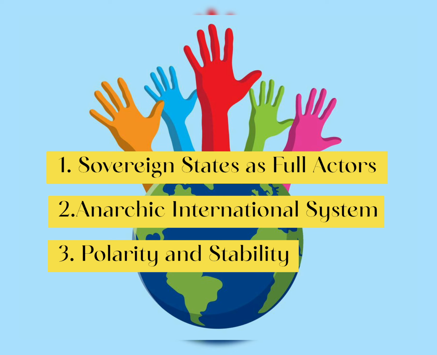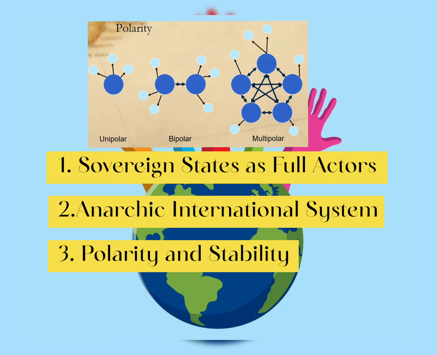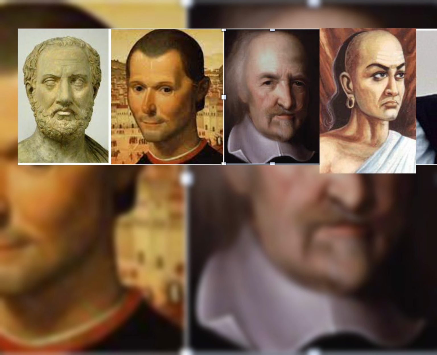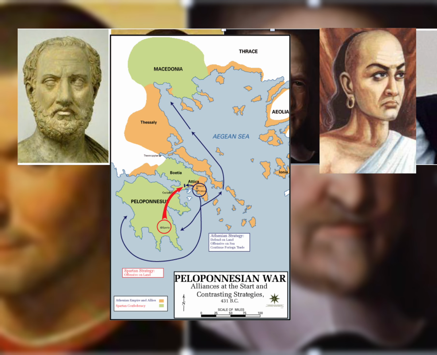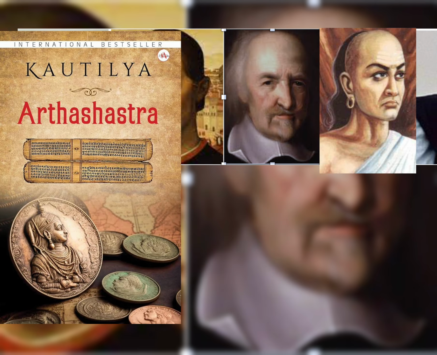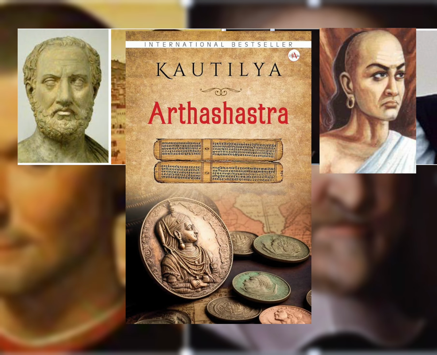Polarity and stability. The stability of the international system depends on the distribution of power, whether it's unipolar, bipolar, or multipolar. Classical realism draws from historical figures. Thucydides, in his account of the Peloponnesian War, highlights the inherent conflict in human nature and politics. Kautilya, author of the Arthashastra, focused on state survival and power.